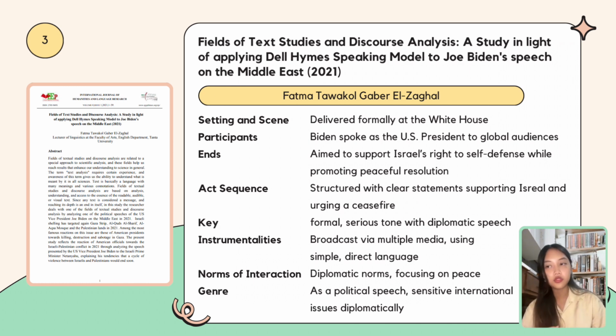And then for the goals or the ends, his speech is because he wants to support Israel's right to self-defense while promoting peaceful resolution. And then for the act sequence, it's structured with clear statements supporting Israel and urging a ceasefire. And then the key is formal with a serious tone because it's part of diplomatic speech. And then the instrumentalities: it was broadcast and shared on online media, so it's more general.